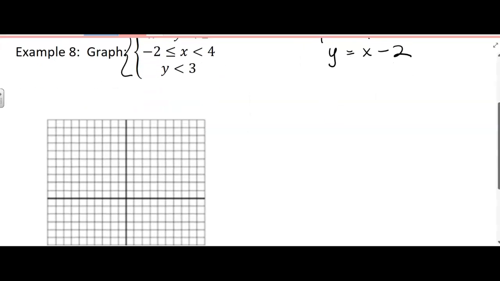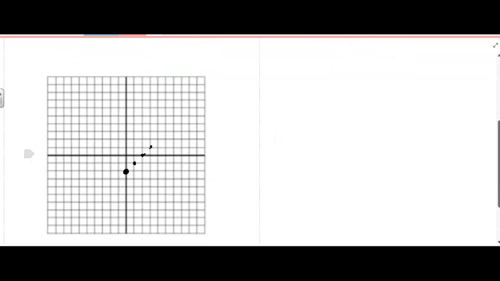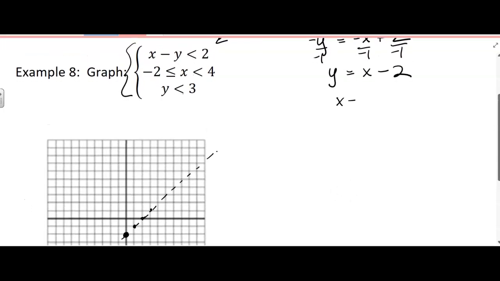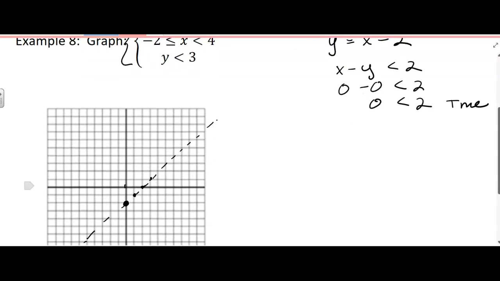Okay, so I can graph that. I know it's a line. It's going through -2 with a slope of 1. I do have to know, is it solid? Oh, it's dotted. So it's going to be a dotted line. And then I want to know which side it is on. So x minus y is less than 2. 0 minus 0 is less than 2. 0 is less than 2. True. Okay, so I'm going to say 0, 0 works, and that means it's everything over here.